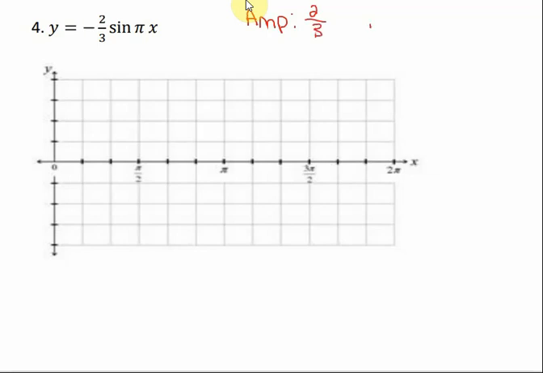And then our period is our regular period, which is 2 pi, divided by b. So it's divided by pi. Those would cancel, and my period is 2. And that's 2 radians is what that stands for. And then we have a reflection over the x-axis. So it's reflected. All right, and now we need to mark up our graph.